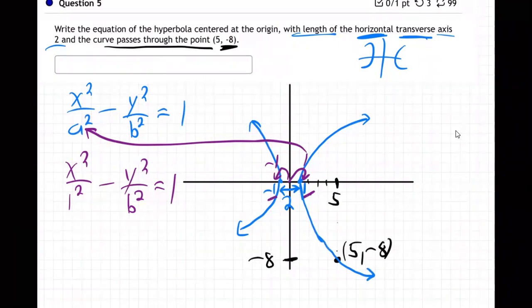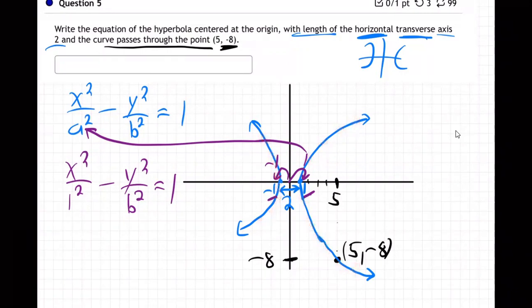So that means the branch is passing through the point over 5, down 8. What does that mean? Well, remember what any graph means at any time. A graph is a million little dots, millions and millions of little dots that all make the equation true. That's what a graph is. It's a picture of the truth, a picture of all the points that make the equation true.